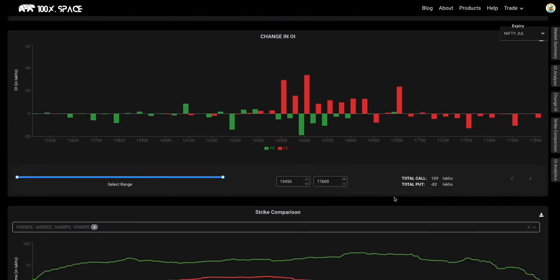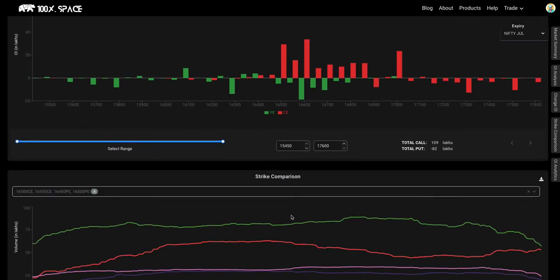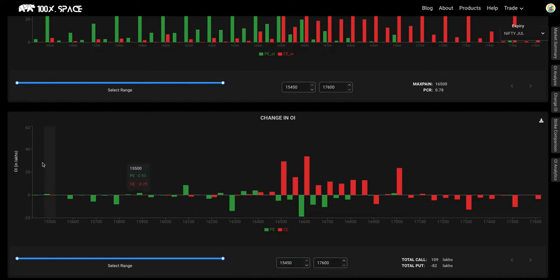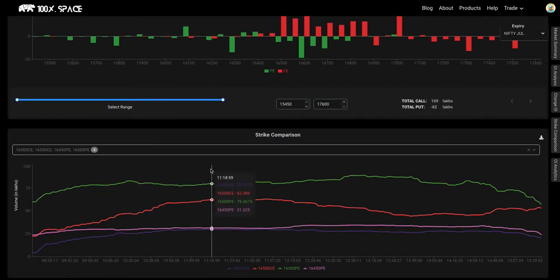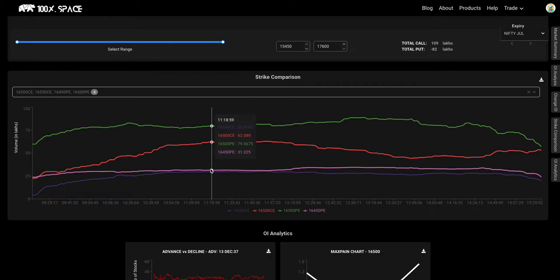So yeah, you can see what's going on live, how much put and call writing and buying is going on. Everything is in lakhs also, I already put it there. Now what is this? You can compare the strikes and see what is going on.